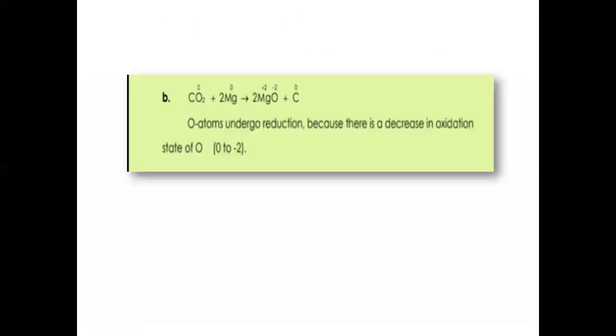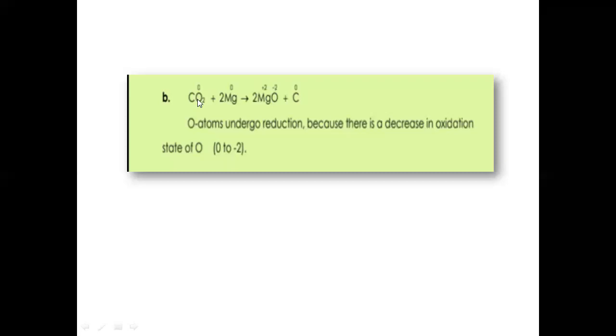Second part is the reaction of carbon dioxide with magnesium to give magnesium oxide and elemental carbon. You know that the oxidation state of one oxygen is -2, and we have 2 oxygen atoms, so -4 is the oxidation state of oxygen, and carbon will be +4. Magnesium is 0 in the elemental form, and in the compound magnesium oxide, oxygen is -2 and magnesium +2. Now carbon in elemental form is 0.